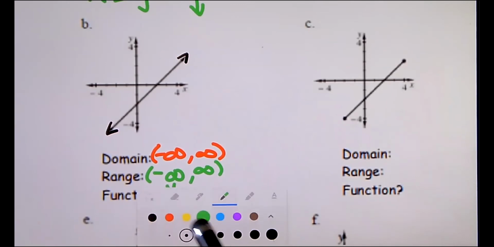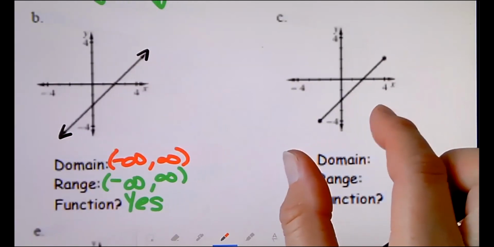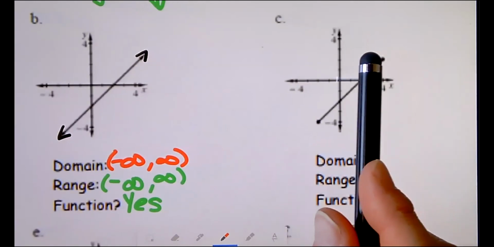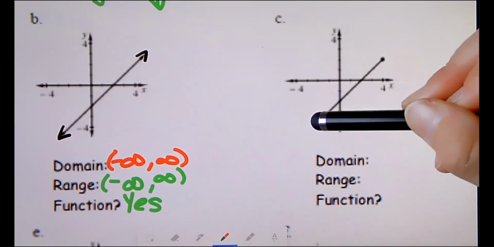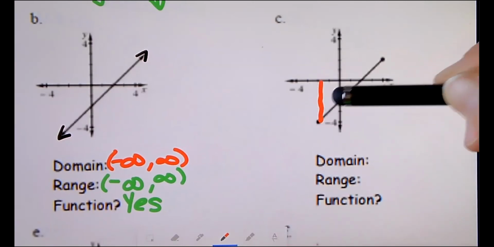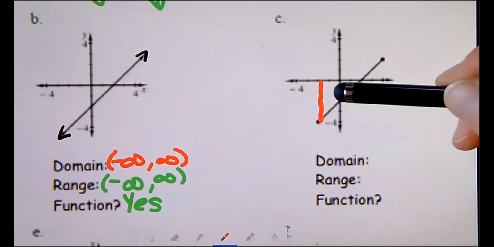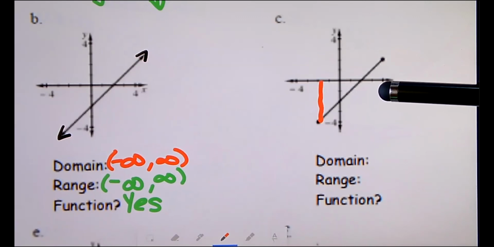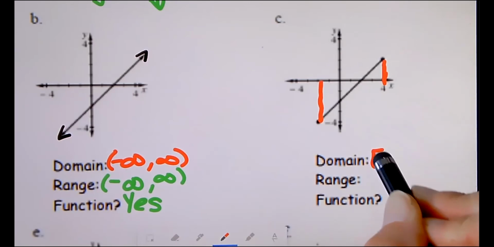So let's do domain again. The furthest this graph goes to the left looks like it stops right here. It looks like that would be at -2. And the furthest to the right this graph goes is here. And that looks like that is at 4. So it goes to -2.